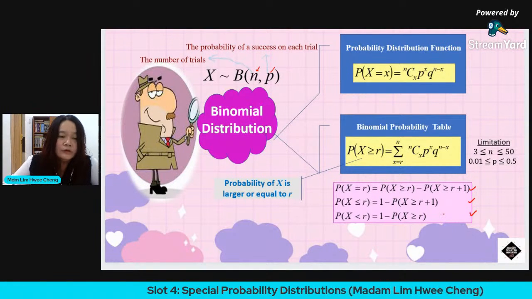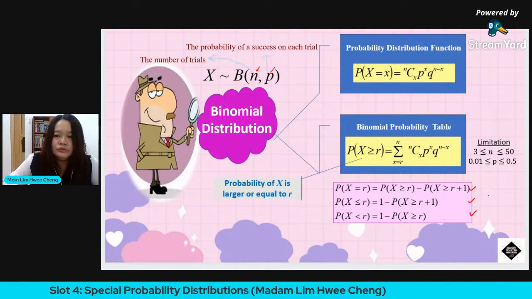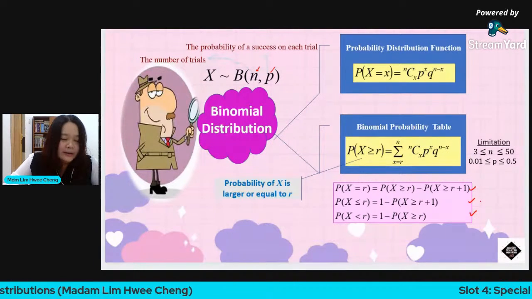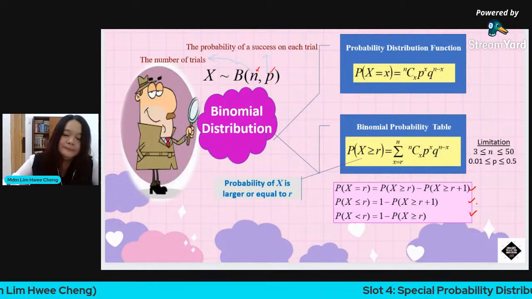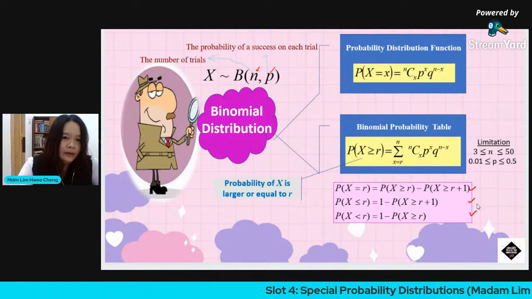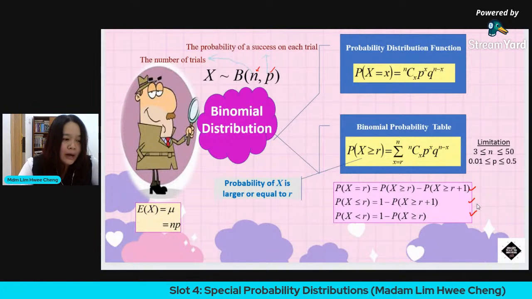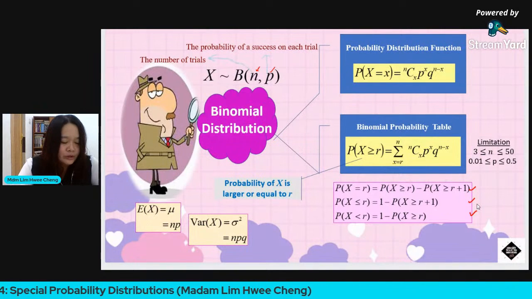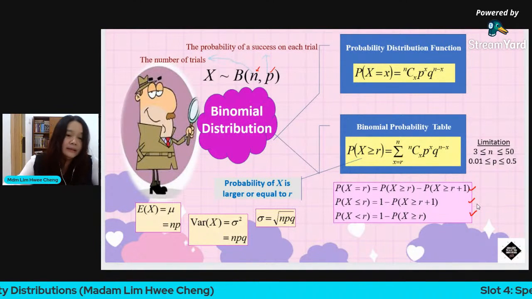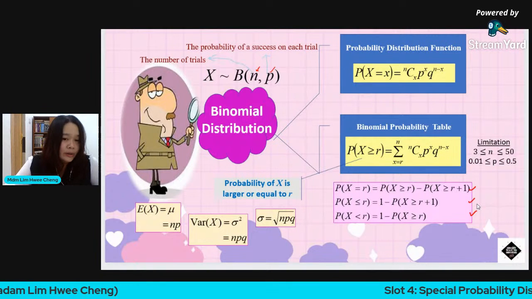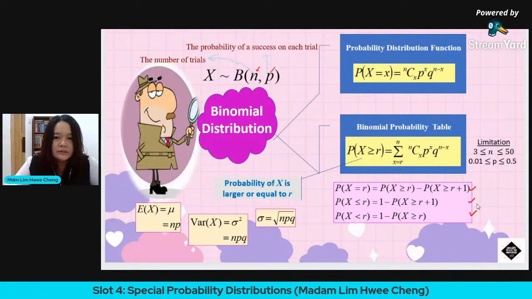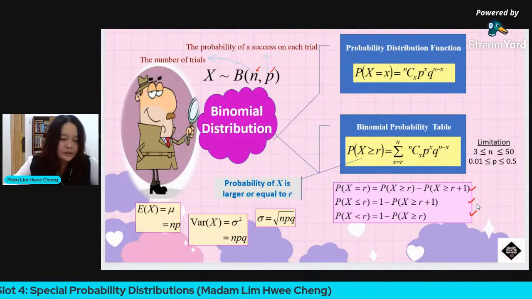Okay, after this, I will teach you a method on how to use this formula easily without memorizing the formulas. For the binomial, you also need to know how to find the mean, which is np, the variance, which is npq, and the standard deviation, which is the square root of npq. This is basically the important things to note in the binomial distribution.